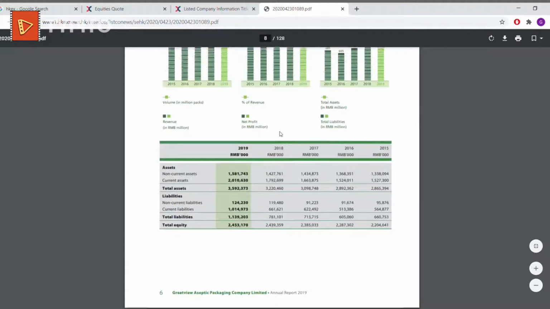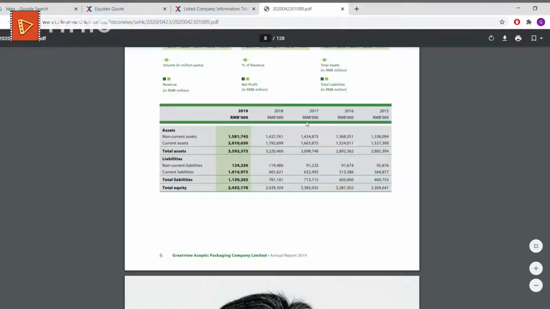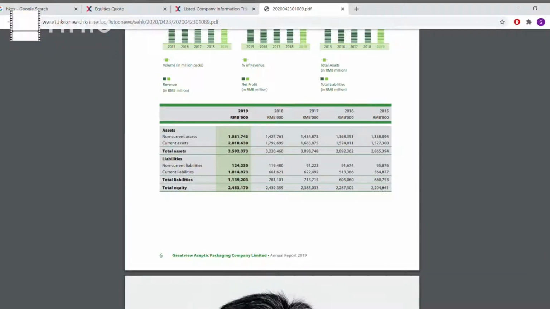And so another thing that I will look at is, when you are invested in a company, you are actually part of the equity holders of the company. And as equity holders, we would like to see the total equity growing, because total equity actually represents the total worth of the company, the total value of the company.